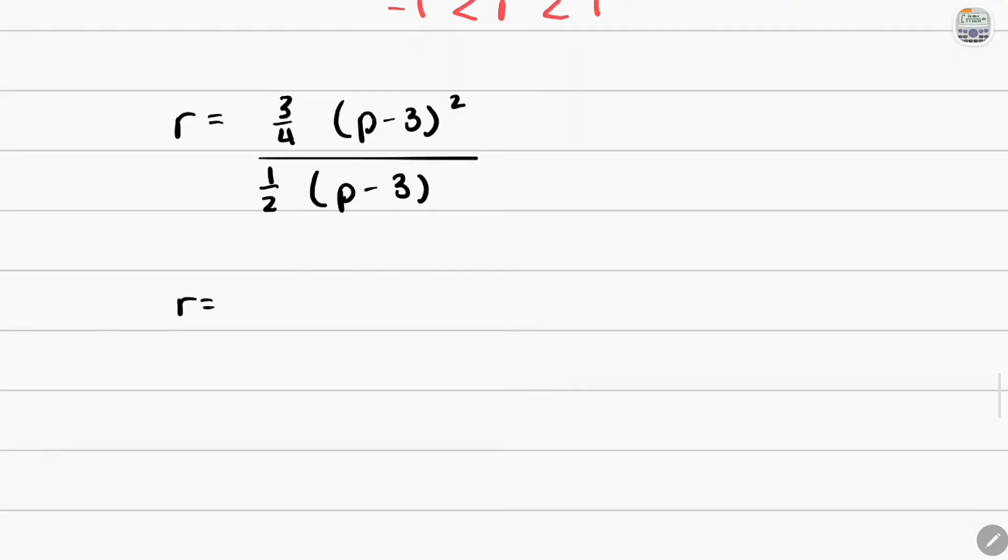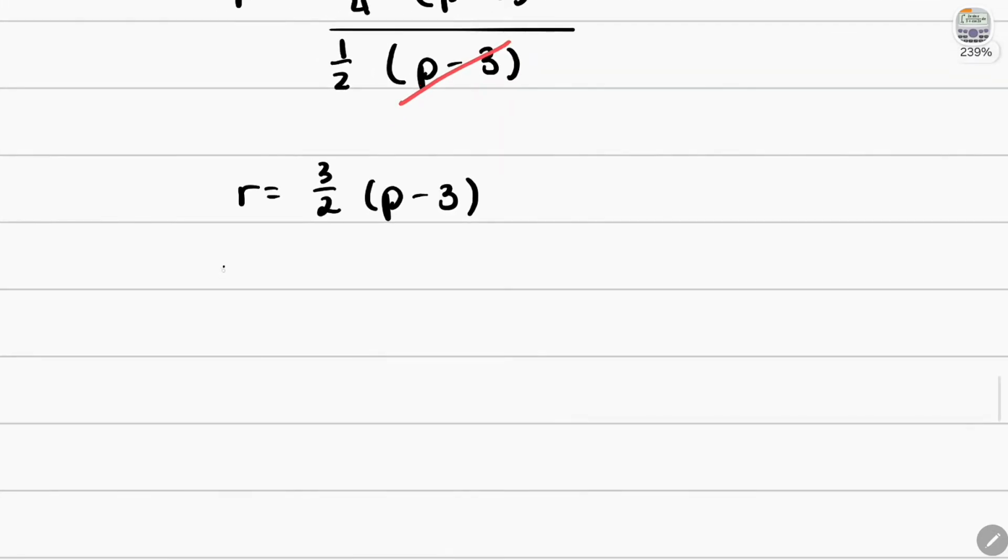It's going to be in terms of p. So let's just deal with this first. You see that you have p minus 3 all squared and then p minus 3. So one of them will cancel and you're just left with p minus 3 here. And what is 3 over 4 divided by 1 over 2? 3 divided by 1 is 3, 4 divided by 2 is 2. So it's 3 over 2. So we have 3 over 2 times p minus 3. We might as well just distribute here, making the ratio 3 over 2 p, and then that's going to become -9 over 2.